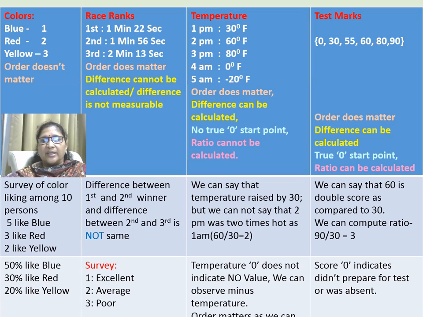Difference can be calculated. There is a true 0 point. The assumption here is there is no negative marking. So there is a 0 start point and ratio can be calculated. We can say that a particular student has scored double the marks compared to a student who scored 30. For 60 marks, we can say the marks are double of what the person who scored 30 got.